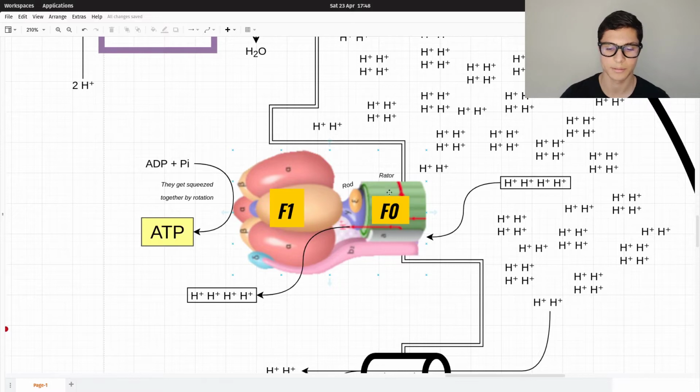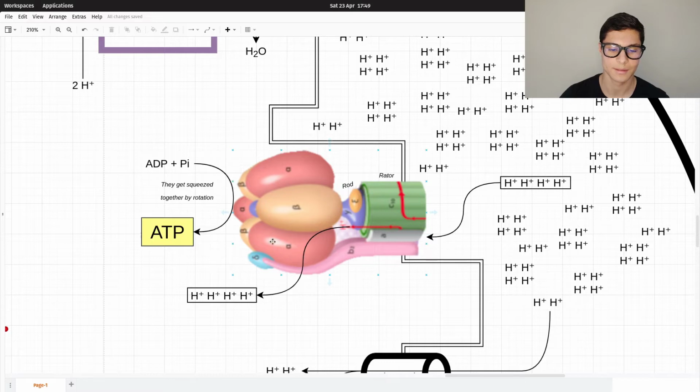It has 2 parts, the F1 and the F0. So the protons get here and they enter this channel and they get pumped in this way. If you follow the arrows, they get inside here and then they get in the matrix. When this is occurring, the rotor starts to rotate. As the rotor starts to rotate, the rod starts to rotate as well.